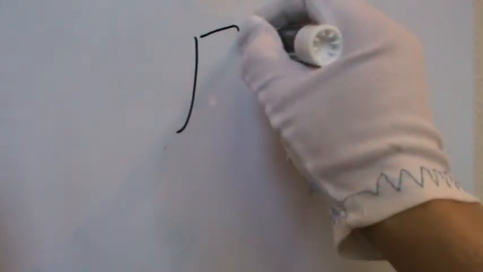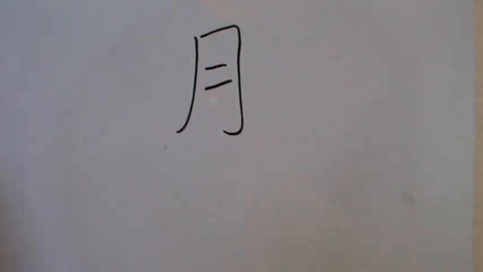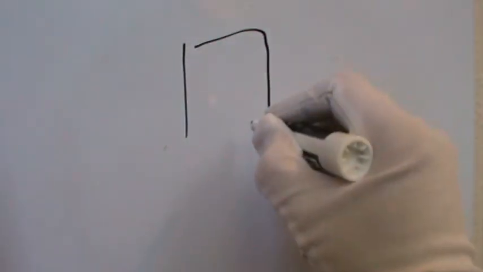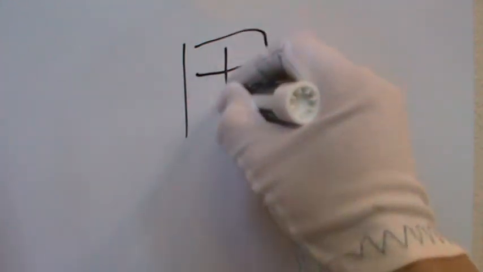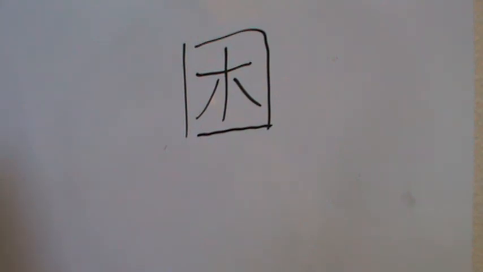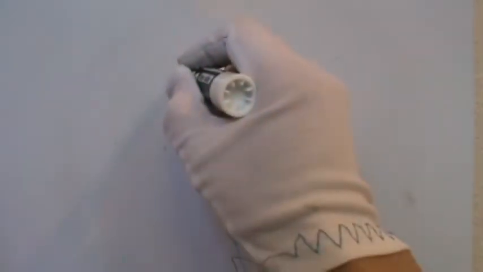And the next rule is from outside to inside. Outside first and then inside. And the next rule is from outside to inside before the sealing stroke. So outside, inside, and then the last is the sealing stroke. And finally, middle before left side and right side. Middle, left, and right.